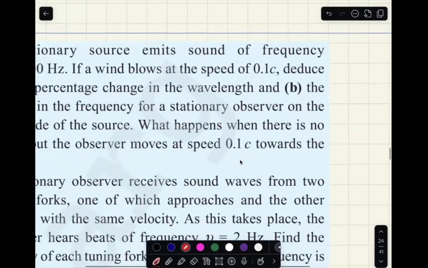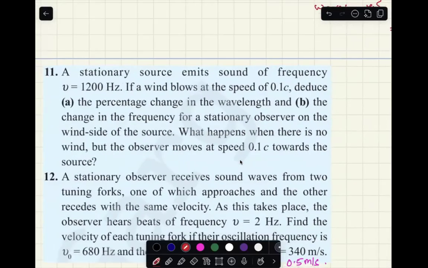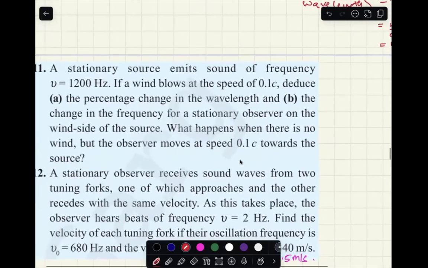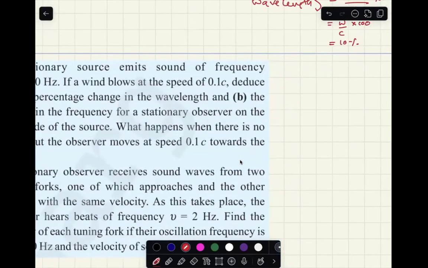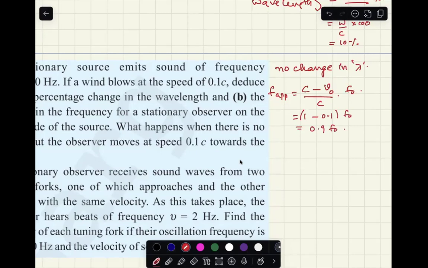Next part of the question is, what happens when there is no wind, but the observer moves at a speed of 0.1 c towards the source? In this case, there is no change in lambda, but the frequency will change. Because of (c minus v observer) by c times f0, you have 1 minus 0.1, which becomes 0.9 f0.